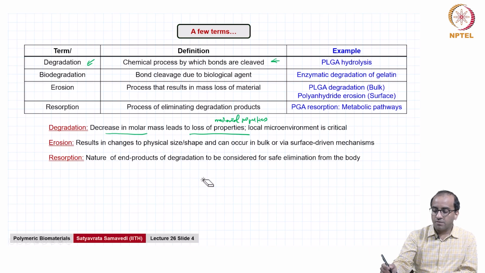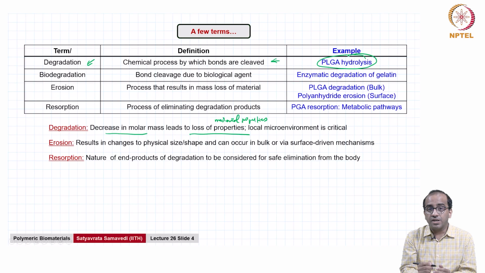One example of that is PLGA hydrolysis. PLGA is a copolymer that we have looked at in many lectures as part of this course, and it's a poly alpha ester, and it can undergo ester hydrolysis. Depending on the lactate to glycolate ratio, the rates of degradation can be tuned, and we will look at that later in this lecture as well.